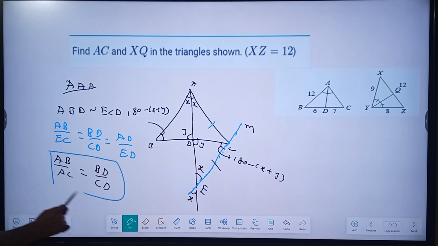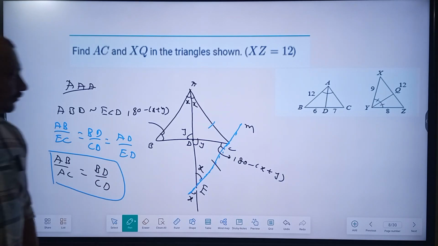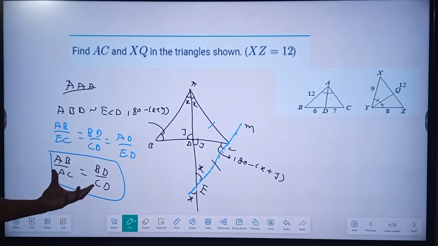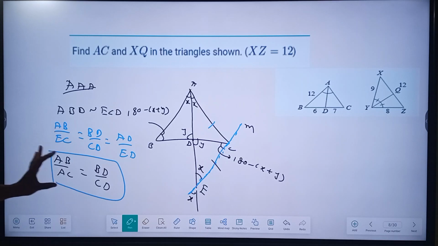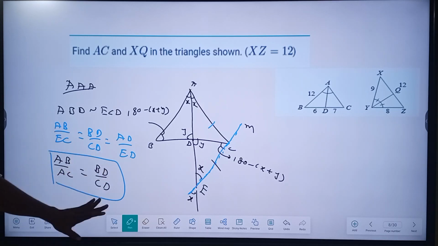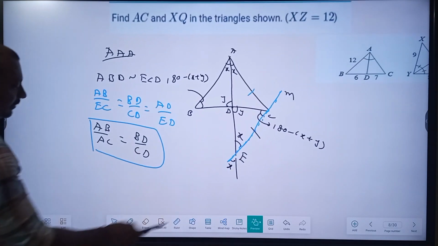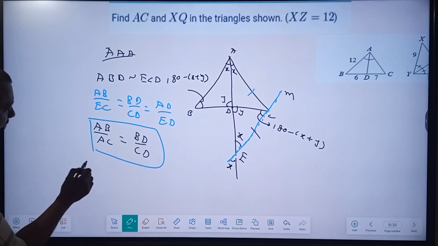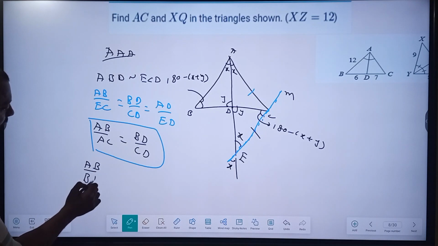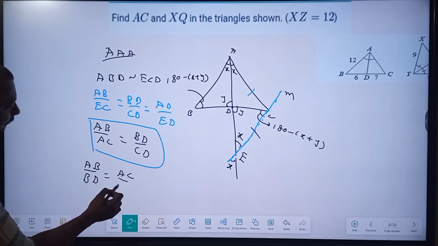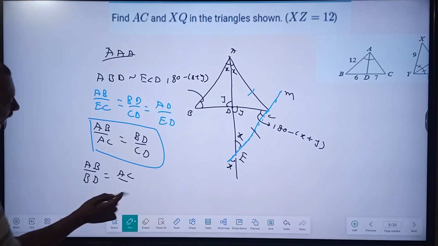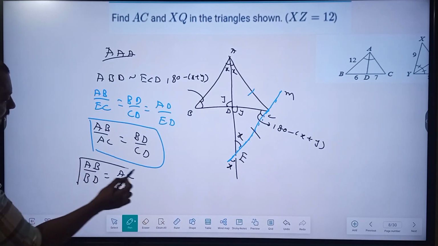Just a very powerful ratio it is. So we can write it as AB by BD equal to AC by CD. Whatever, AB by AC is equal to BD by CD. From this we can write either way. We should write it immediately. AB by BD is equal to AC by CD. This is called the angle bisector theorem.